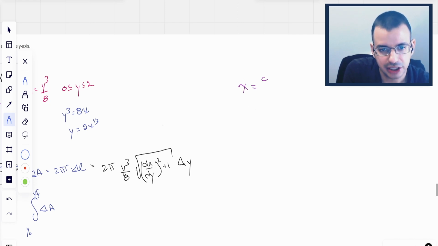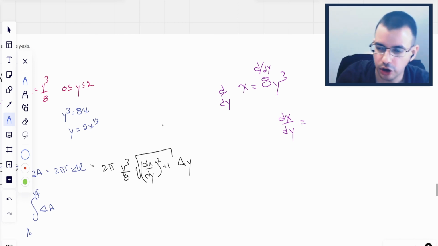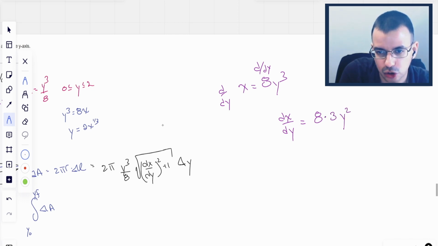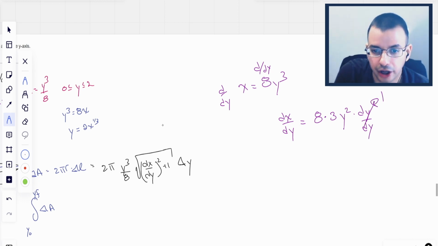x equals 8y cubed. We're going to take the derivative of both sides with respect to y. Derivative of x with respect to y is dx dy. I know it feels weird when you say that because you're used to taking derivative of y with respect to x. This is kind of backwards. It's okay. Totally works. 8 stays as 8. 3 becomes 3y squared, and then I'm going to put in the derivative of the interior, chain rule, dy dy, which is just 1.